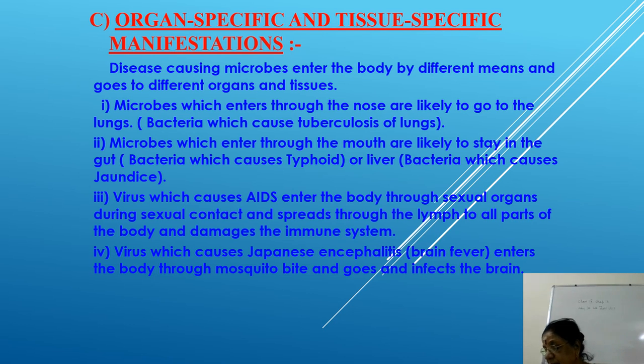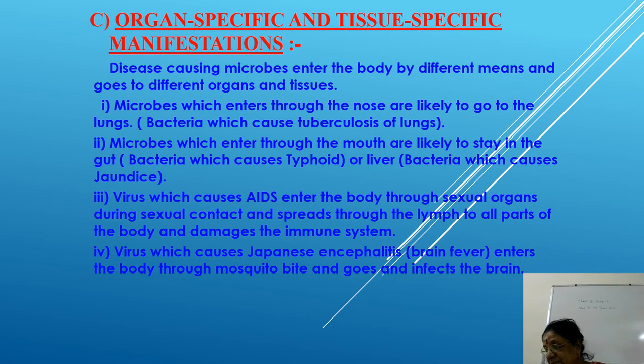Another one, HIV that comes into the body via sexual organ will spread to lymph node. In our body, blood is circulated in the circulatory system. Along with that, there is another circulation called lymphatic circulation, where lymph is circulated. When this lymph node is affected, the HIV virus affects the lymph nodes all over the body.